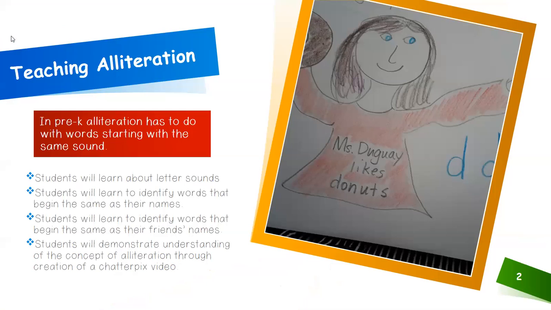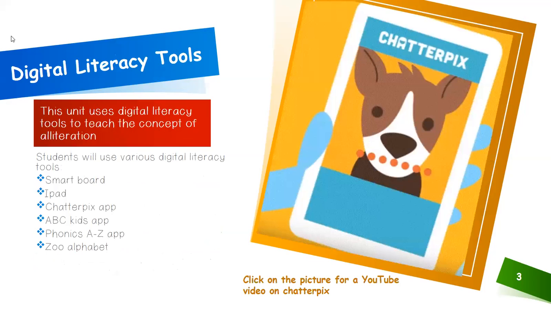It is quite a hard concept and skill for pre-K 3 students to learn, so I wanted to create a lesson plan that would expose them to several different activities over the course of a week. Students would learn about letter sounds. They will learn how to identify words that begin with the same sound as their names and their friends' names, and demonstrate an understanding of the concept of alliteration through the creation of a Chatterpix video.